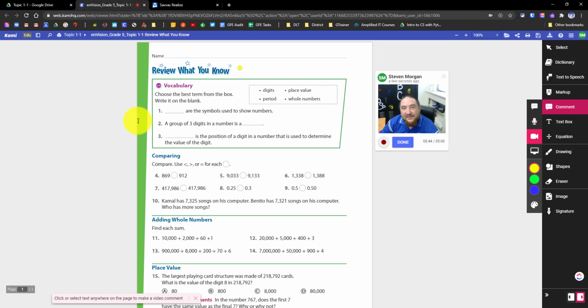Now again, you can use the Kami tools to get dictionaries or to do a read aloud for you, but if you have any additional questions, feel free to shoot your teacher a message to get those figured out. Now don't spend too much time on this. If you don't know the material, don't stress about it. We want to figure out what you know. So good luck.